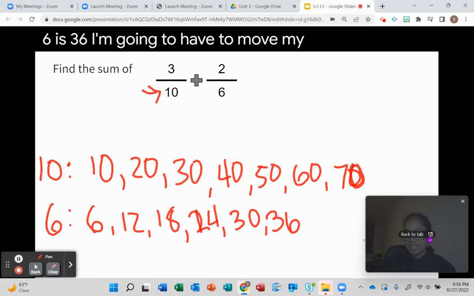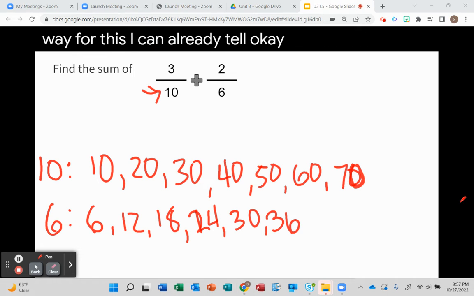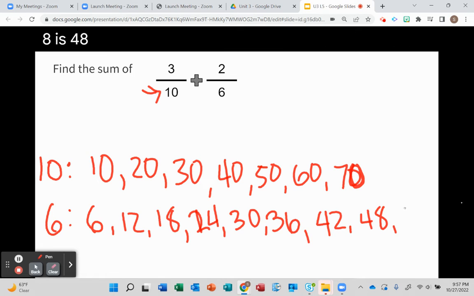I'm going to have to move my face out of the way for this. I can already tell. Okay. 6 times 7 is 42. Times 8 is 48. Times 9 is 54, and times 10 is 60. So I'm going to go ahead and stop right there.